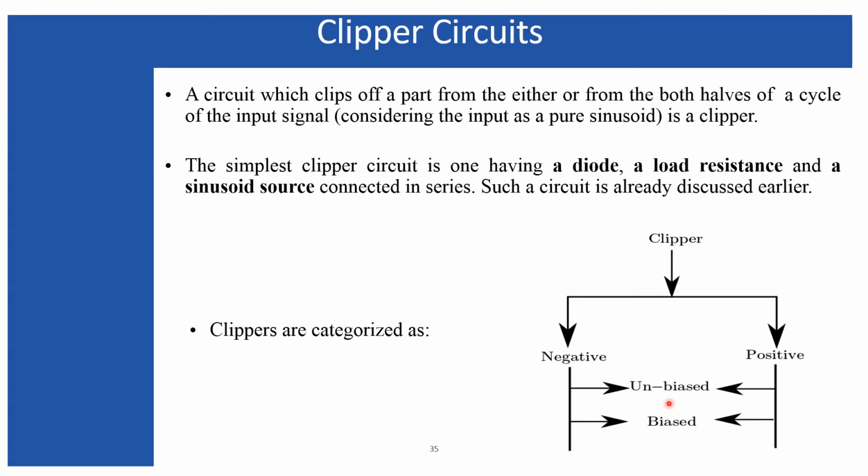And both of them can fall under the category of unbiased and biased. Unbiased means there exists no other DC voltage source along with the AC signal, and biased means the AC signal is operated along with a DC source, so that we can clip off a particular portion of the half cycle, not from exactly the zero reference. So we can clip off depending upon the DC voltage we are applying. Let's see how we can do this.